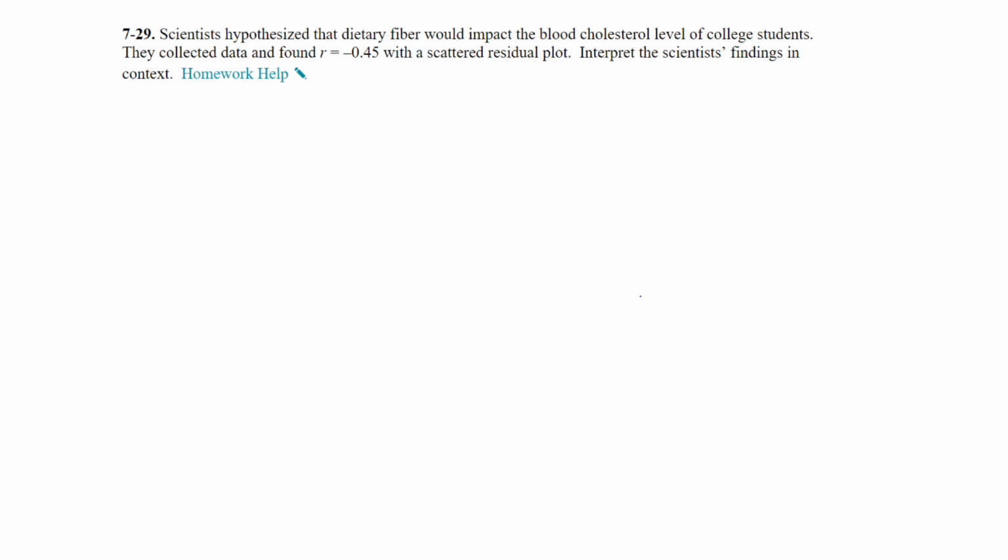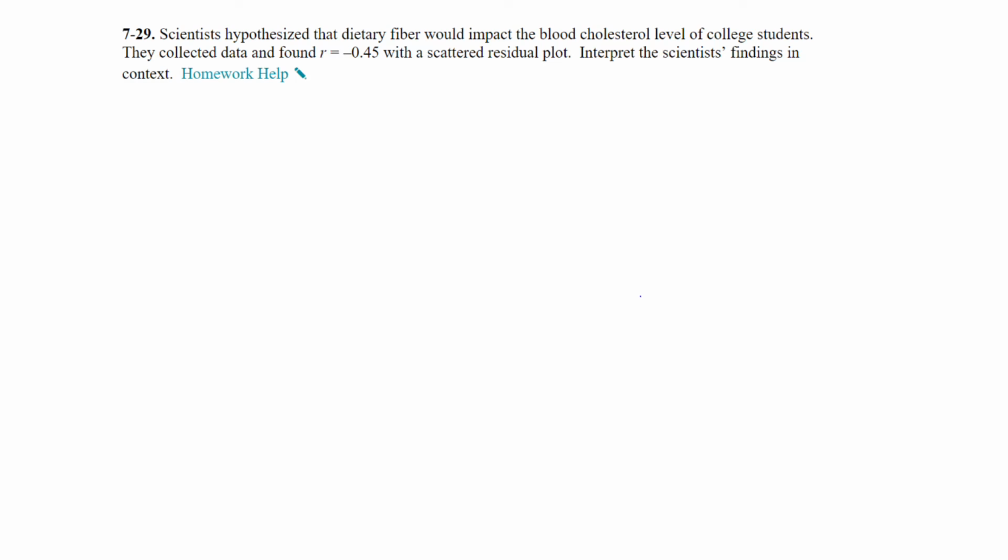Interpret the scientists' findings in context. We could say something about that as dietary fiber is increased, the blood cholesterol drops. And then we could also look at the variability by taking R squared. And once we figure out that value, which is 20.25%, we could say that 20.25% of the variability in blood cholesterol can be explained by a linear association with dietary fiber.